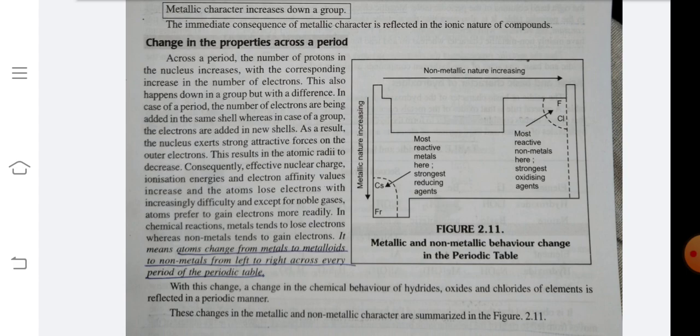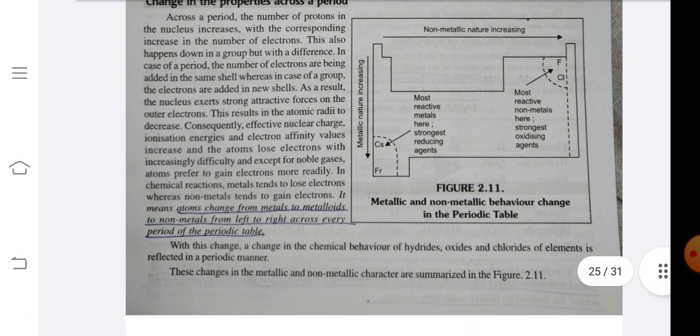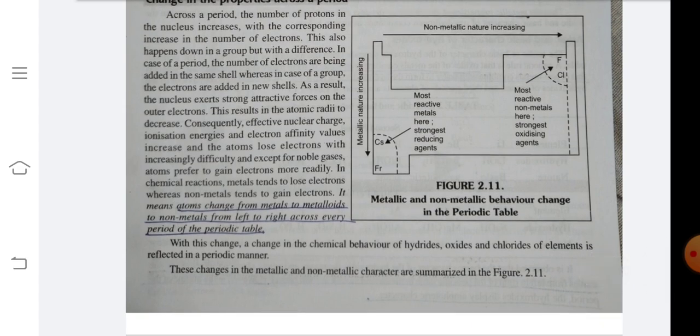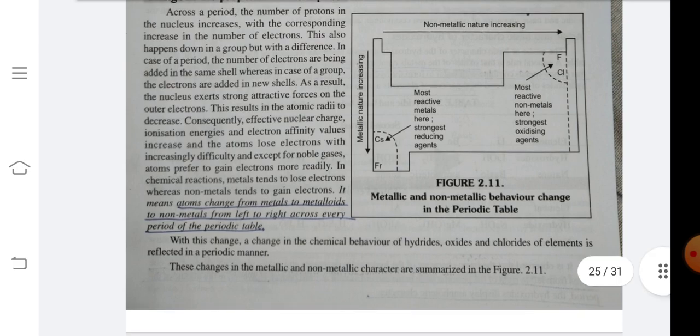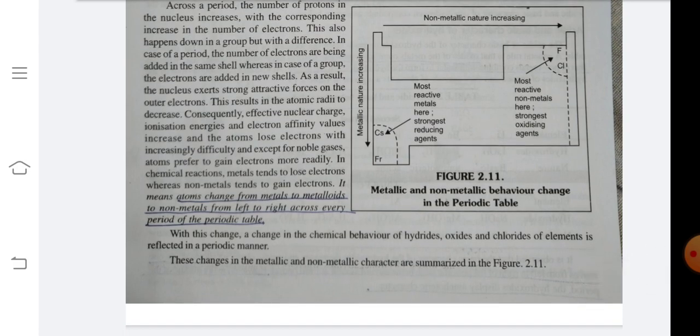Change in periodic properties across a period. Across a period, the number of protons in the nucleus increases with the corresponding increase in the number of electrons. This also happens down a group but with a difference. In the case of a period, the electrons are being added in the same shell, whereas in the case of a group, the electrons are added in a new shell.